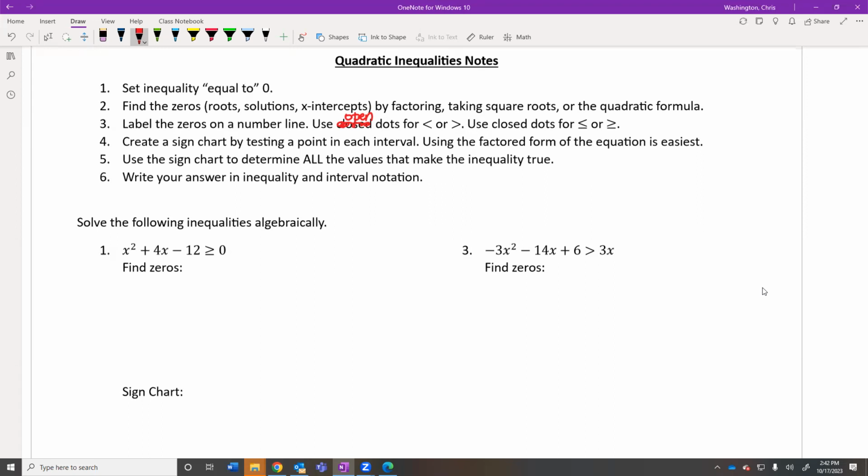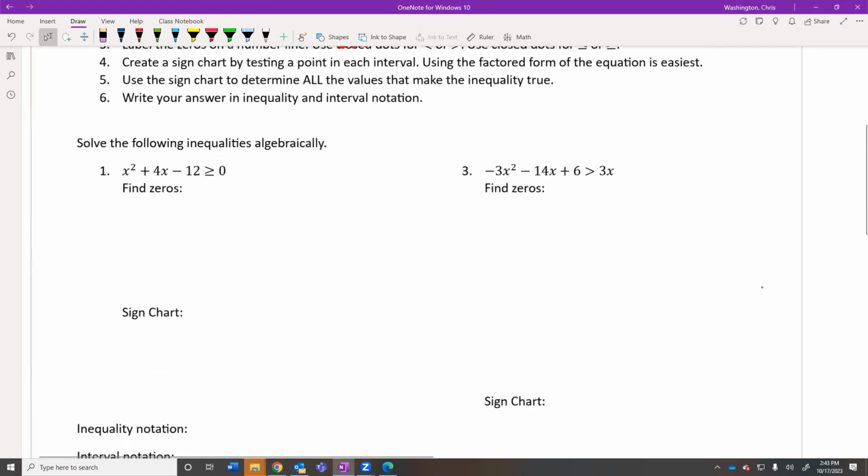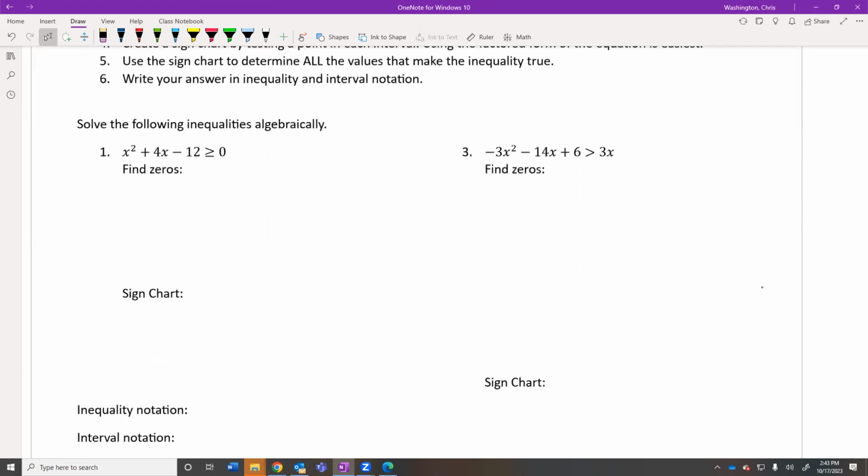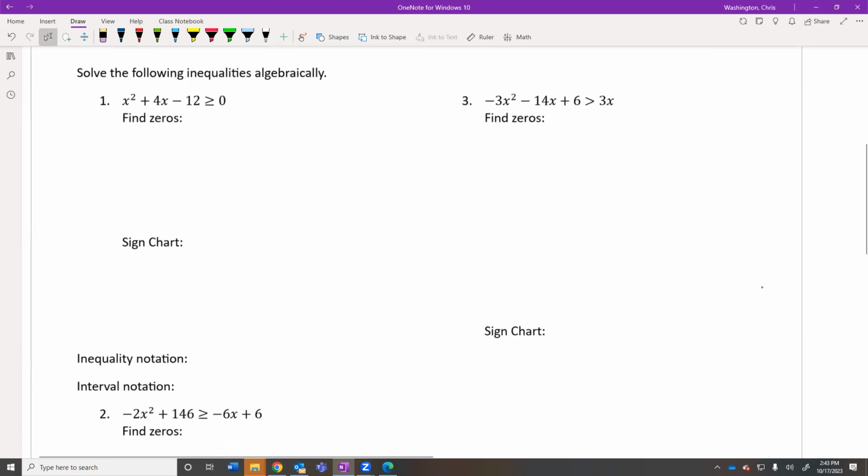We're going to create a sign chart on our number line. We're going to test points in each interval, and using the factored form is easiest, especially without a calculator. And then we're going to use the sign chart to determine all of the values that made the inequality true. And then we're going to write our answer like we did just a second ago with inequality in interval notation.